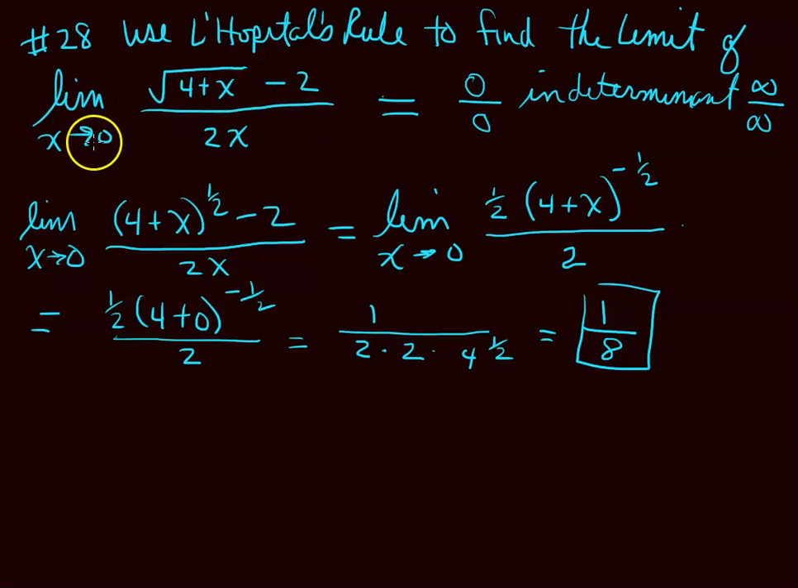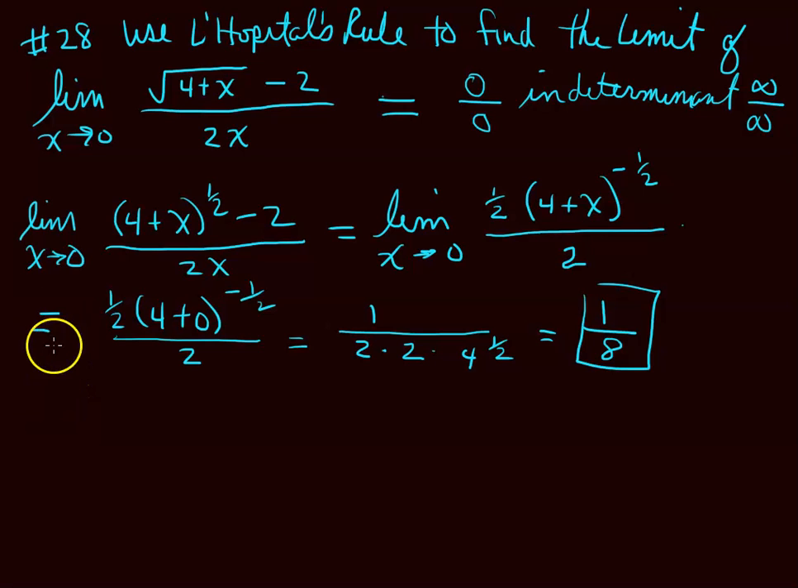If you plug in and get an indeterminate form, 0 over 0, infinity over infinity, then you take the derivative and plug it in again and see if you get another indeterminate form. If you do, take the derivative of the numerator, derivative of the denominator independently until you get to one of those not being zero, and then you can figure out the limit.